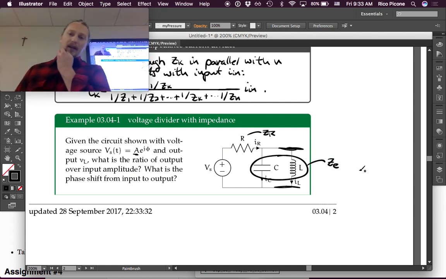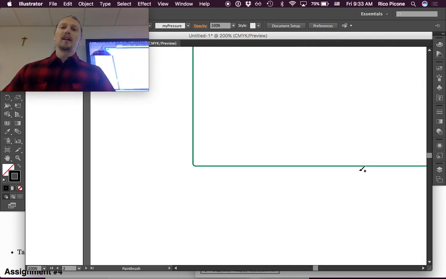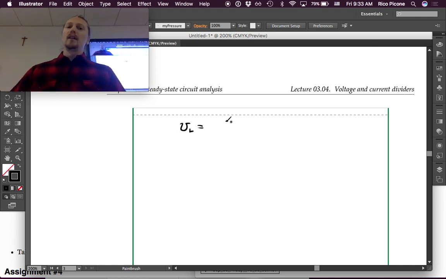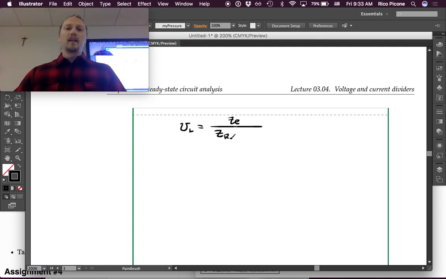And then we can write down what the voltage divider rule says our output voltage is going to be immediately. So VL, which is our output, is equal to the equivalent impedance of those two parallel impedances divided by the sum of the resistor impedance and the equivalent impedance. And that's all multiplied by Vs.